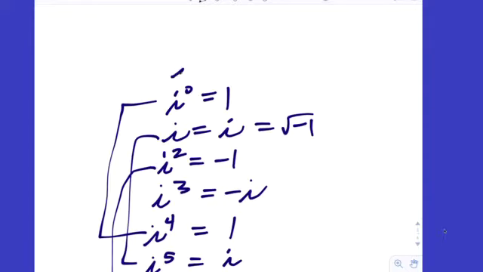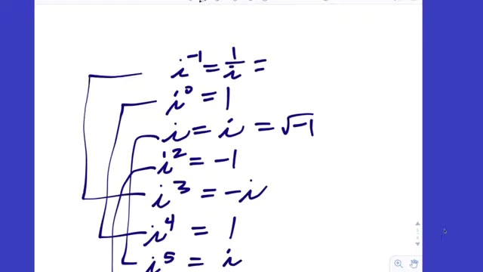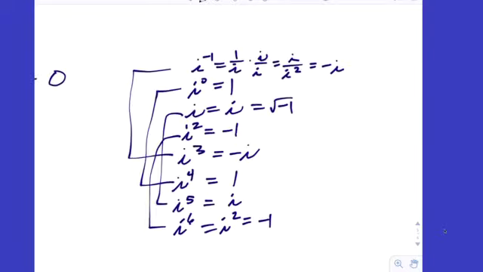And then let's do i to the negative 1st, which is 1 over i. That should be equal to what? If you work backwards, it should be equal to negative i. And the way that you would prove that, there's actually an algebraic way to do that. All you got to do is multiply by a clever form of 1 called i over i. And you get i over i squared, which is negative i. So there's a whole neat little arithmetic that goes with powers of i.